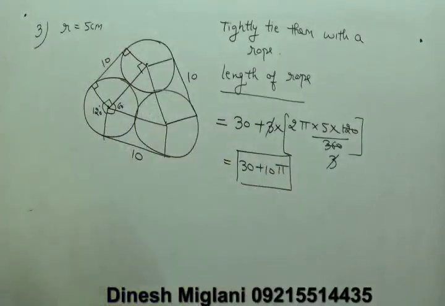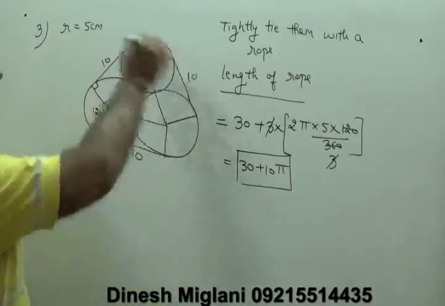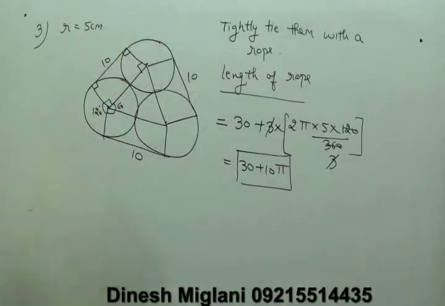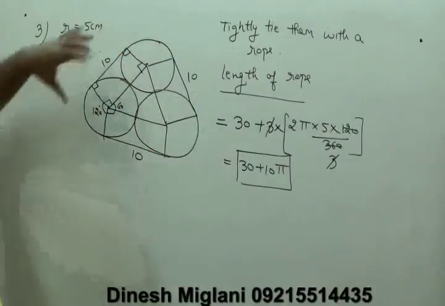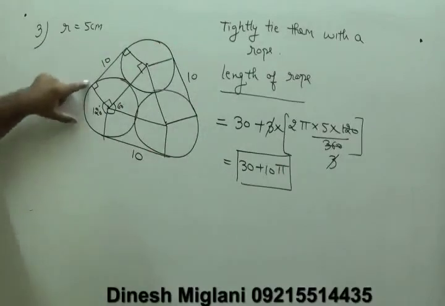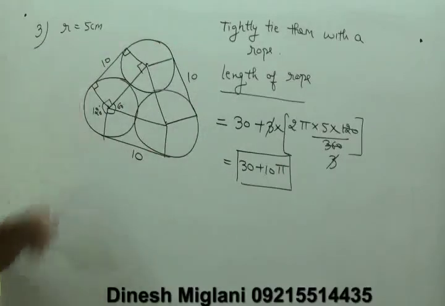Sometimes the student may commit a mistake, they take it as a circumference of the circle, that is wrong. In order to get my answer, what process I have to apply? I have to take this length to be 10 and I have to also take the length of the arc, right? For taking the length of arc, we require that angle, and how we can find the angle?